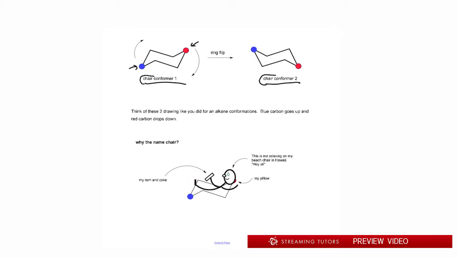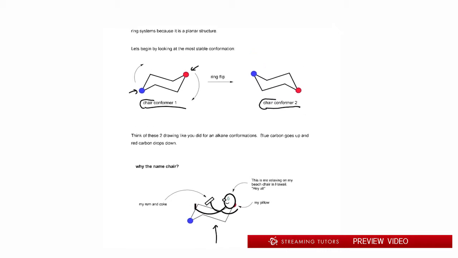These are chairs, and I'm showing you an illustration of me sitting on a chair, drinking some rum on a beach. I do have to admit, I was a bit thinner back then. I'm not that thin anymore, but this is an old picture of me. Anyway, you can see why we call it the chair conformation. It looks like a chair that you can sit on.